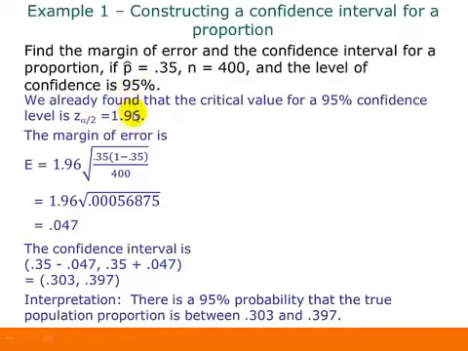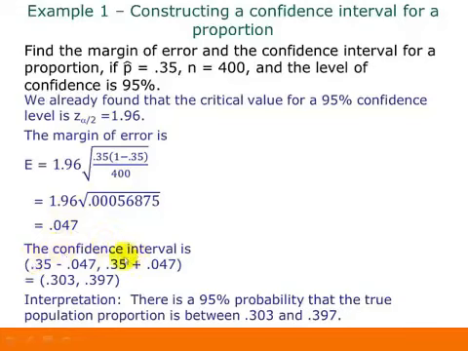Once you have found a critical value for a specific confidence level, you can use that from then on. So our margin of error is going to be E equals 1.96 times the square root of 0.35 times 1 minus 0.35 divided by 400. Here we're just putting in the p hat and the n into our formula. So if we calculate that out, that turns out to be 0.047.